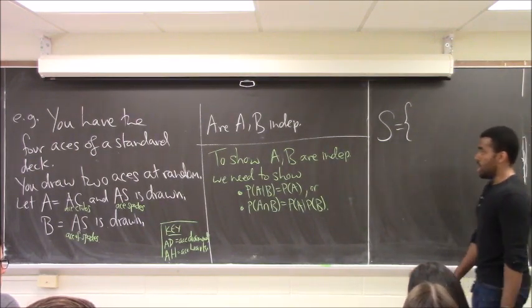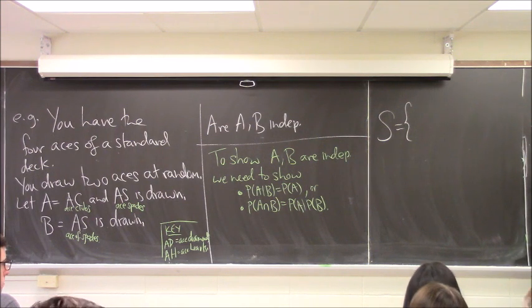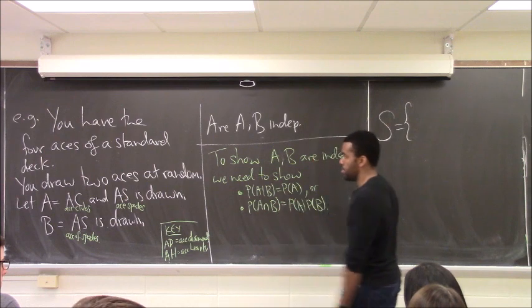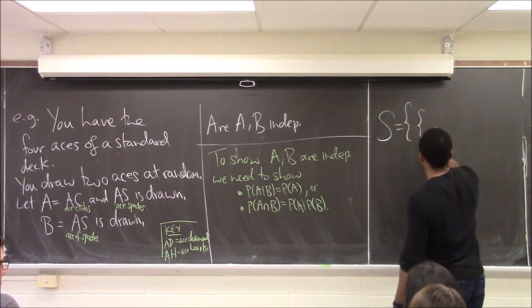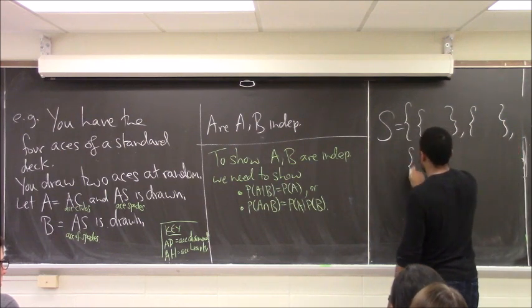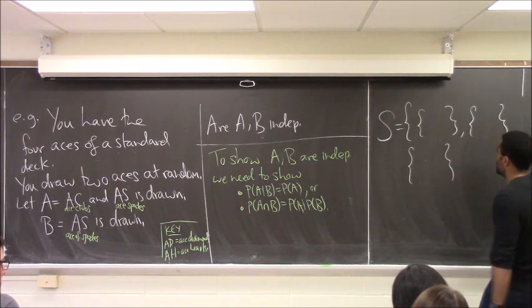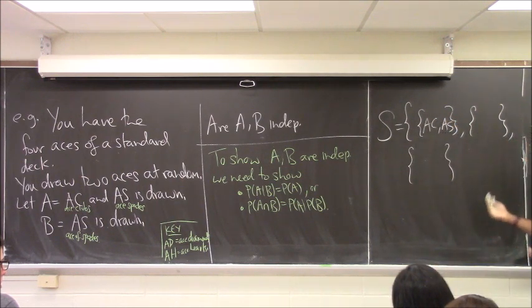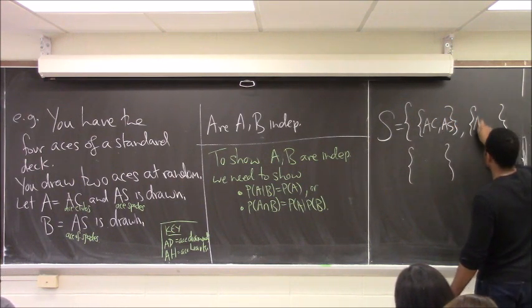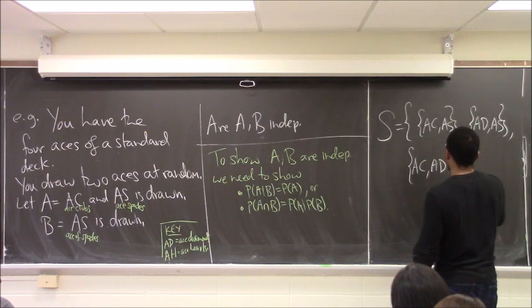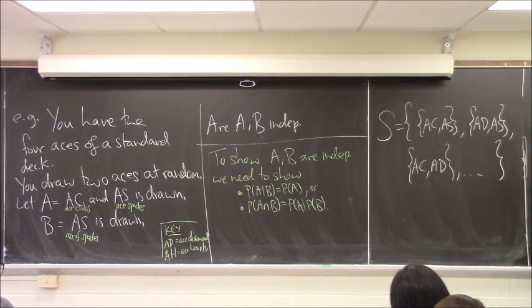You could worry about order, but let's say I don't want to worry about order here. So I'm just going to think of the cards I pick as sets of cards. For example, I could get the ace of clubs and the ace of spades, regardless of what order I pick them up in. Or I could get the ace of diamonds and the ace of spades. Or I could get the ace of clubs and the ace of diamonds. Or, etc.